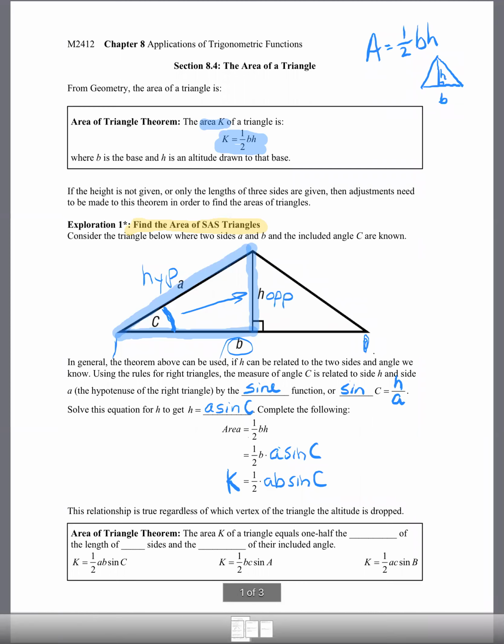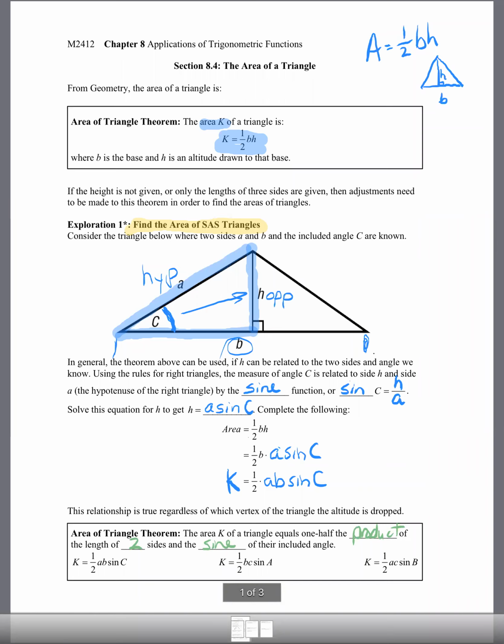So if you look back down here at the bottom, it will tell us a little bit about the different formulas that we end up with. It says the area K of the triangle equals 1/2 the product of the length of two sides and the sine of their included angle.